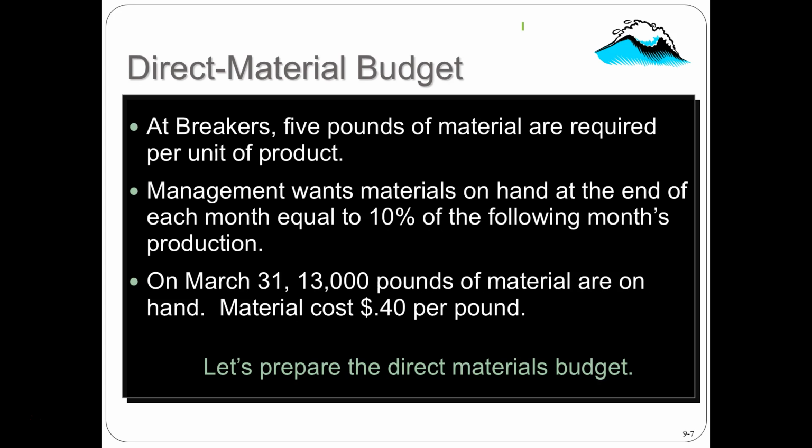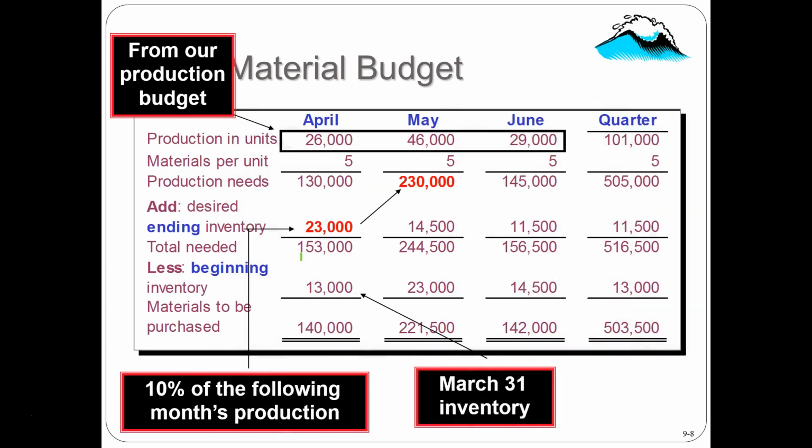So at Breakers, 5 pounds of materials are required per unit of product. Management wants materials on hand at the end of the month equal to 10% of the following month's production. So when we buy the materials, we want to have the same factor come into play: we want to make sure that if production goes over, we have enough materials to cover that. Therefore, we're going to have another cushion in this case, where we want to have some amount in ending inventory. Alright, so if we look at the materials budget then, it looks something like this.